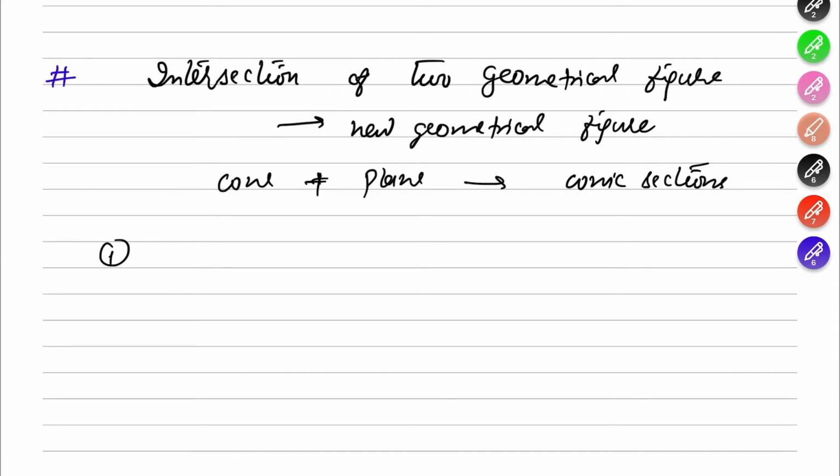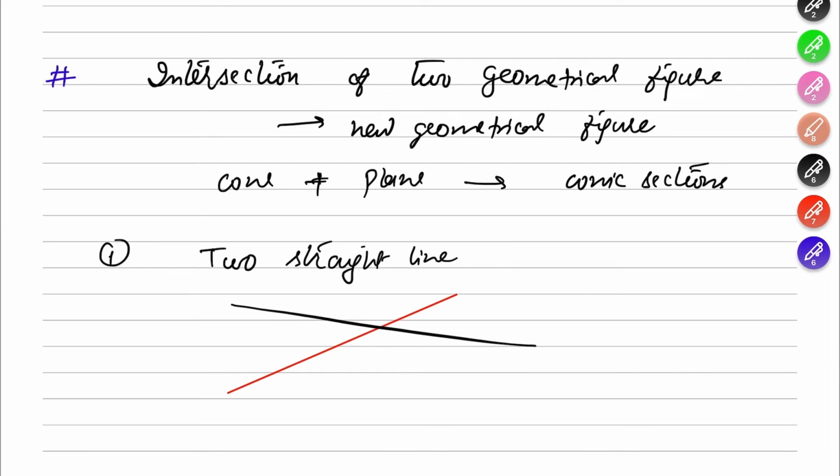Okay, or let's have a very basic example. Let's say two straight lines intersect. This is one straight line and this is another straight line. Whenever these two straight lines intersect, at the intersection point we get a new geometrical figure, and that is a point. So the intersection of two straight lines is a point.